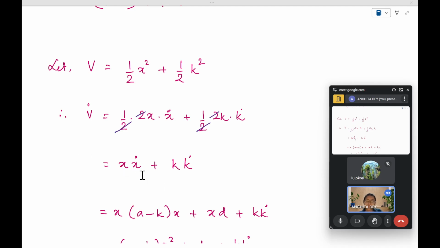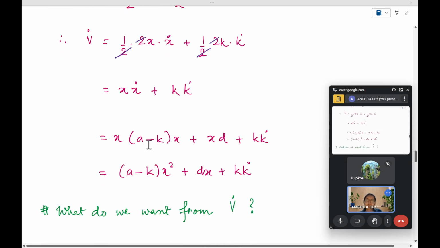So we'll just substitute the expression of x dot, and we get x into (a minus k)x plus x into d. So this part is only whatever has been substituted from the dynamics, right? And then you have plus k dot, which is equal to (a minus k) into x square plus dx plus k dot.